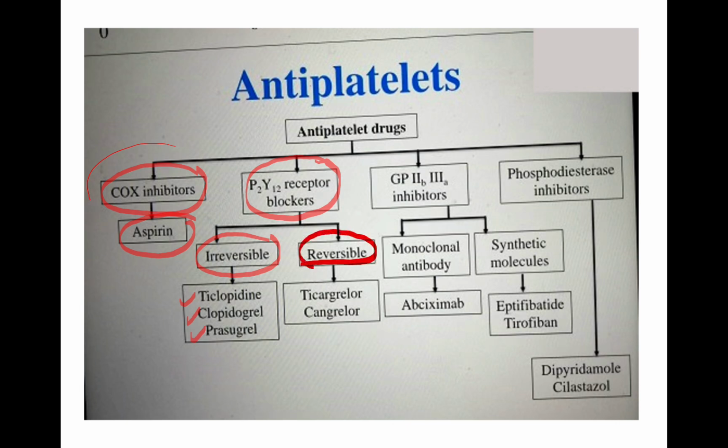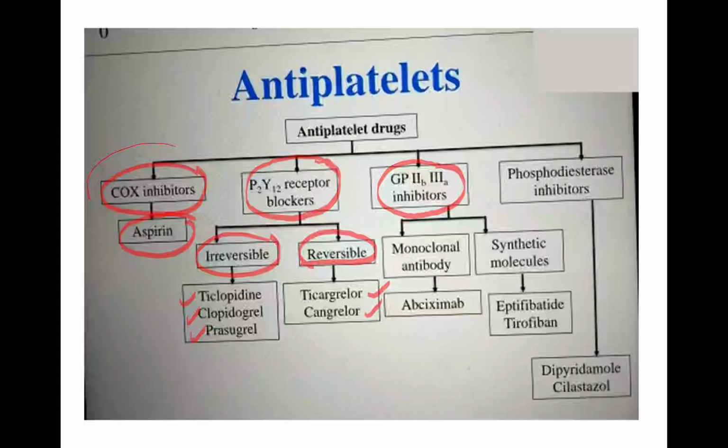As for the reversible ones, we have ticagrelor and cangrelor. Ticagrelor and cangrelor are reversible P2Y12 receptor blockers. The P2Y12 receptor is where ADP binds when it is released in case of vessel injury, and it activates the platelets, which start the aggregation process. But the receptor which has a direct function related to platelet aggregation is the glycoprotein 2B3A receptor.